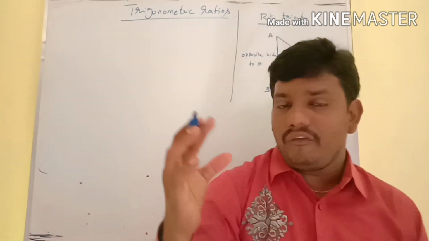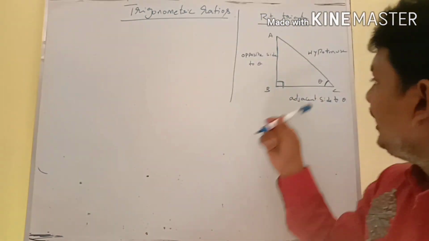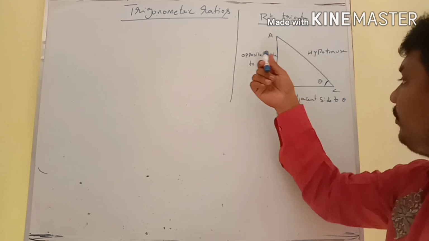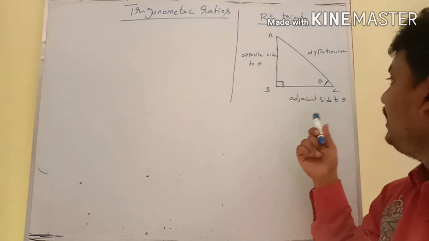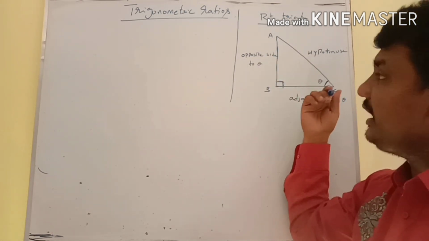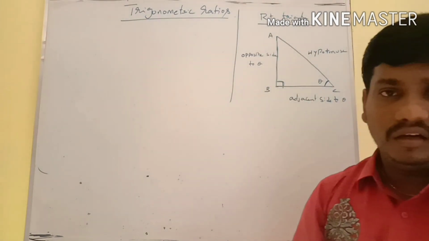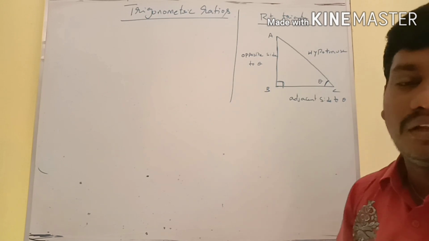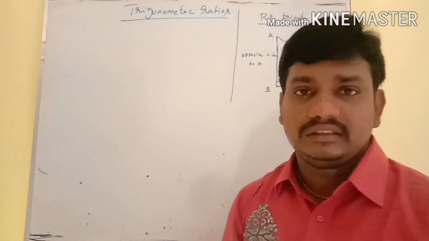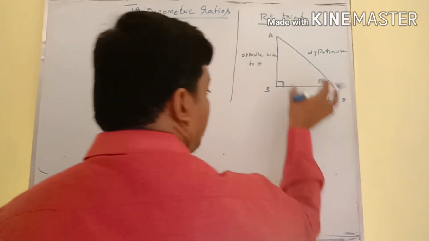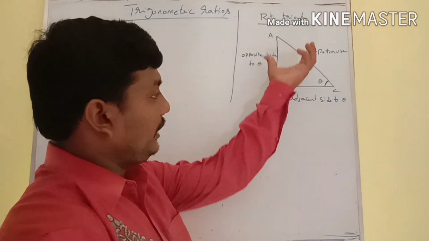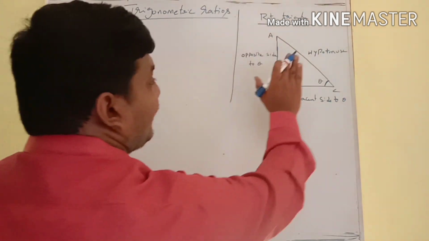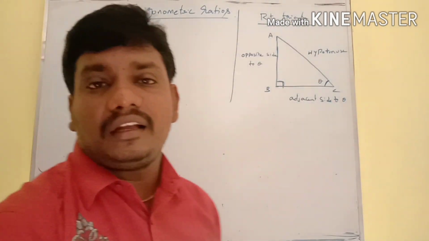We can take theta wherever we like. If the observation angle is at C, the opposite side and adjacent side will be different. If the observation angle is at A, the names of the sides change. It depends on the observation angle. These are the names of the sides of a right angle triangle, and the ratios of these sides give the trigonometric ratios.